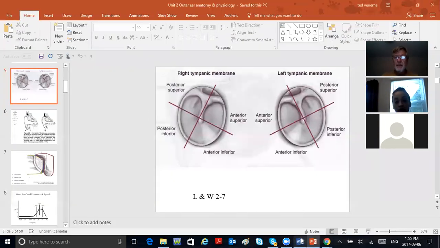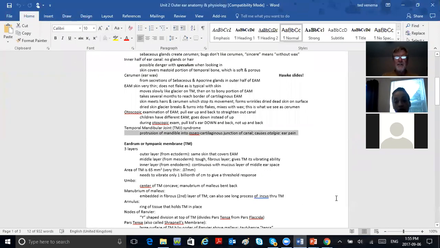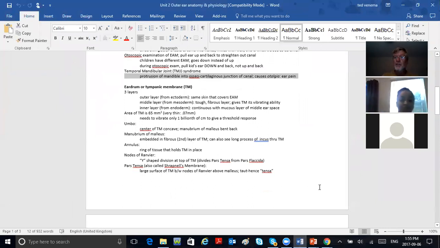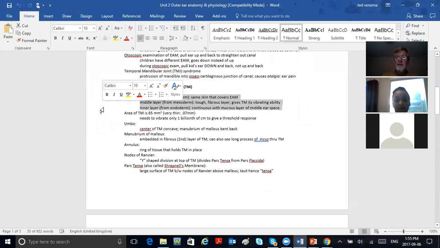Cool. All righty. What other lies can I tell you? Okay, here we go. So we scroll on down. Here's the parts we just talked about. Eardrum has 3 layers. Area of the eardrum, I don't really care, whatever.